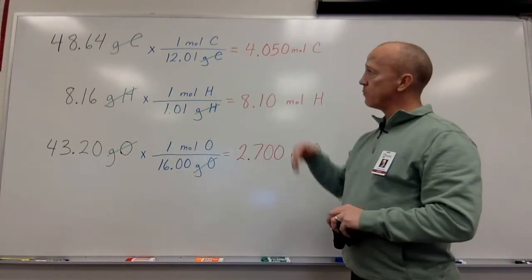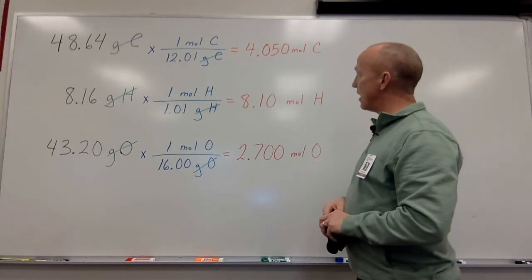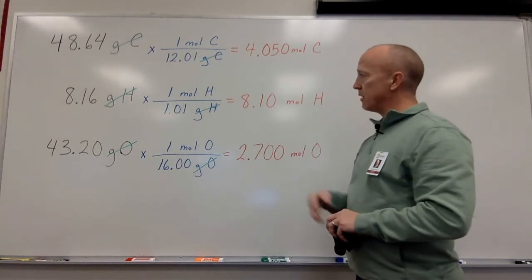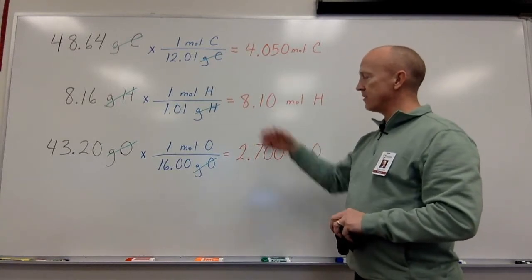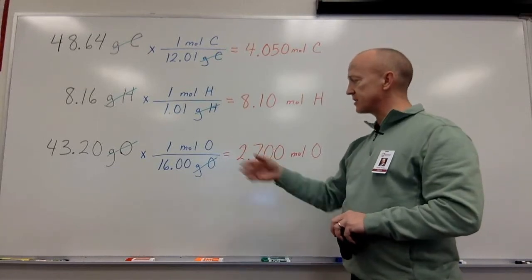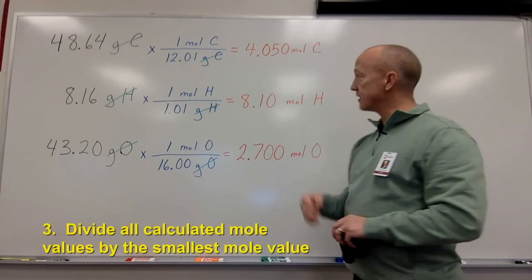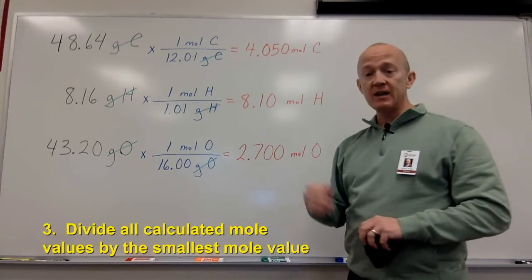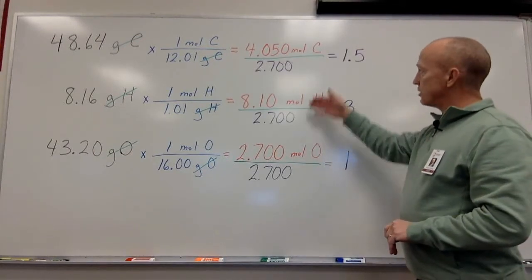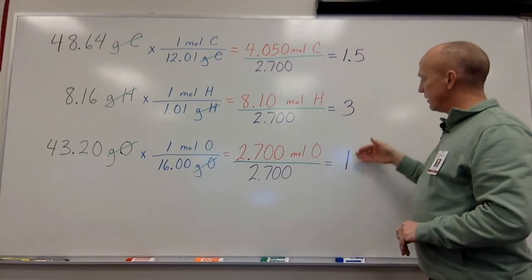When we divide 48.64 by 12.01, we get a mole amount of 4.05 moles of carbon. For hydrogen, 8.16 divided by 1.01 gives us around 8.1 moles of hydrogen. For oxygen, 43.2 grams divided by 16 gives us about 2.7 moles. Step 3, take the smallest mole amount and divide each of the mole amounts by that smallest value. When we divide by 2.7 for each one, we get values of 1.5, 3, and 1.